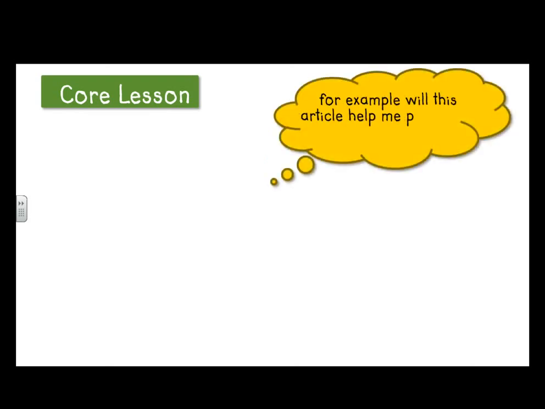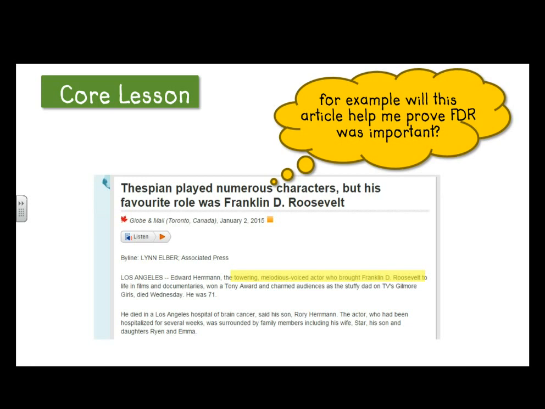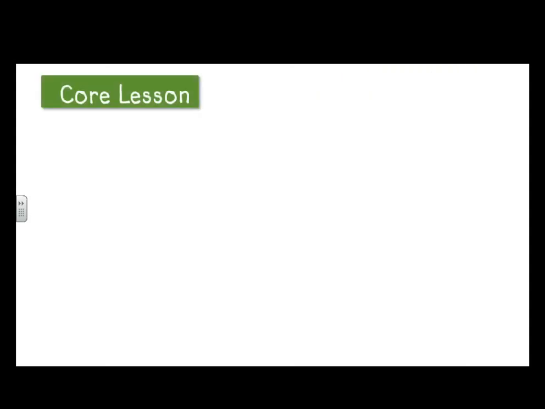For example, will this article help me prove that Franklin Delano Roosevelt was important? "Thespian played numerous characters, but his favorite role was Franklin Delano Roosevelt." Let's see, I'm going to skim, and I see "the towering, melodious voiced actor who brought Franklin Delano Roosevelt to life in films and documentaries." It's already obvious. This article is not about FDR. It's about a guy who played FDR. So no, this is not going to help me.